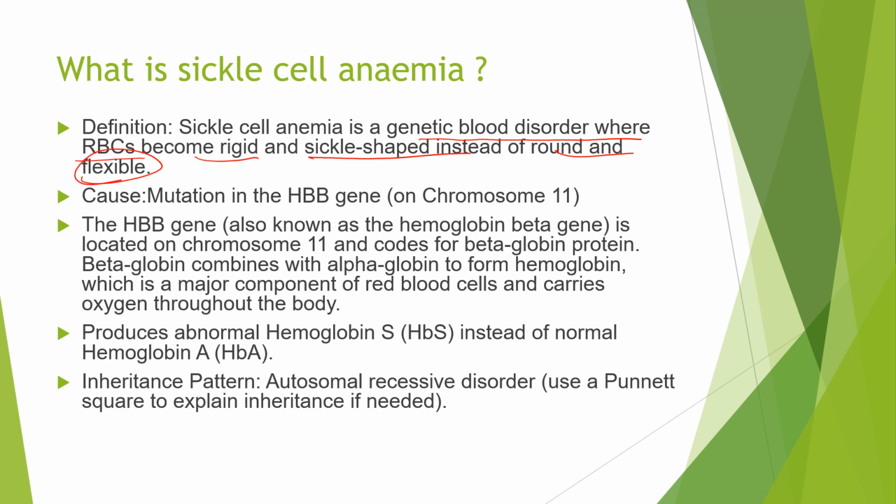Now, why do the round RBCs all of a sudden become sickle shaped instead of round? The mutation is in the HBB gene on chromosome 11. Mutation and all the details we will be studying in the next chapter. So a mutation in the HBB gene on chromosome 11 means some change in the protein sequence happens.